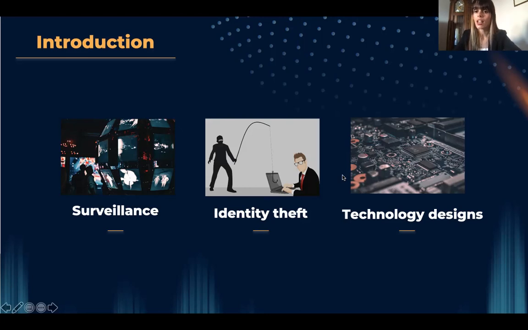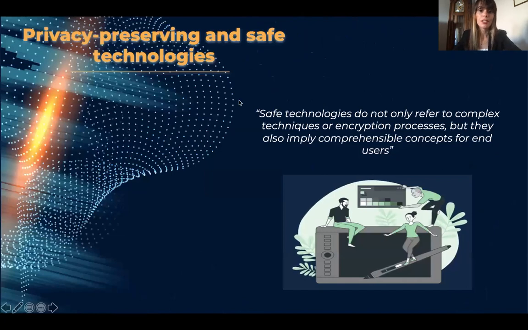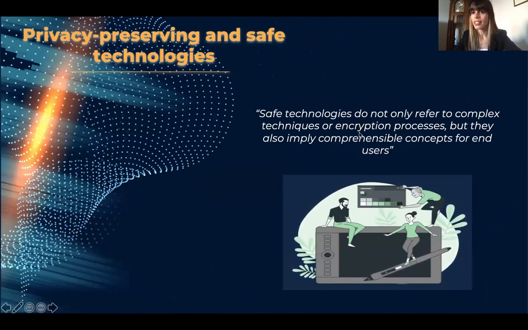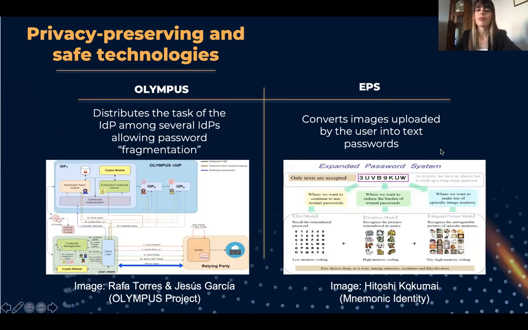Solutions consist in regulations, in good practices, but also in the design of technologies and the development of privacy preserving and safe technologies. We are aware nowadays that safe technologies do not only refer to complex techniques or encryption processes, but they also imply comprehensible concepts for end users who play a key role in the fight against cybercrime. This is the reason why in the paper and also here we introduce what we call the two sides or dimensions that must be considered in the development of privacy preserving and safe technologies.